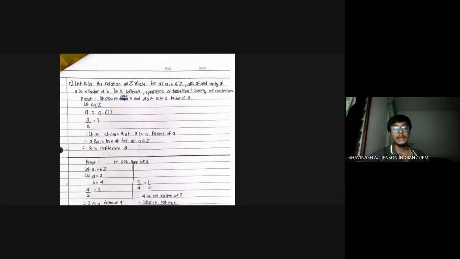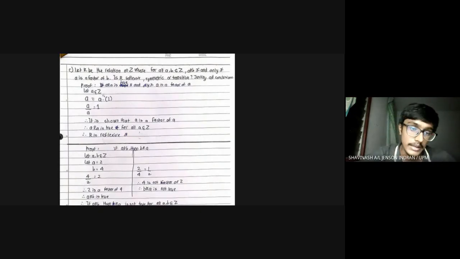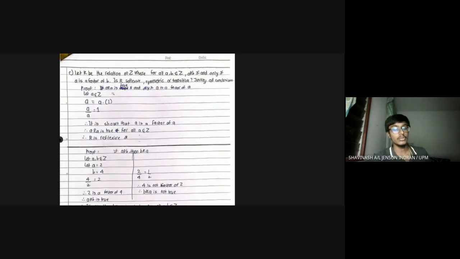Okay, B and C are around the same question, but the way they ask is different. For the B question, they said A is a multiple of B, but in this case they said A is a factor of B. Same method but a different way. For reflexive, we need to show that A is a factor of A. So A equals A times 1, and A over A gives 1, which is a whole number. So A is a factor of A, and A R A is true for all A subset of Z. R is reflexive. We need to remember that all numbers are factors of themselves.